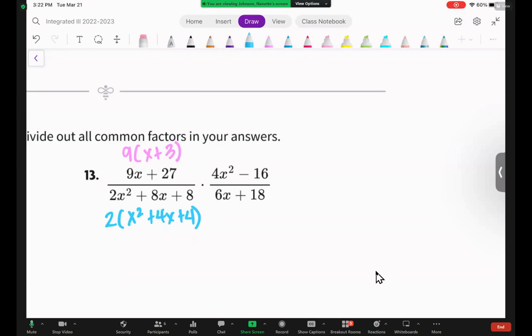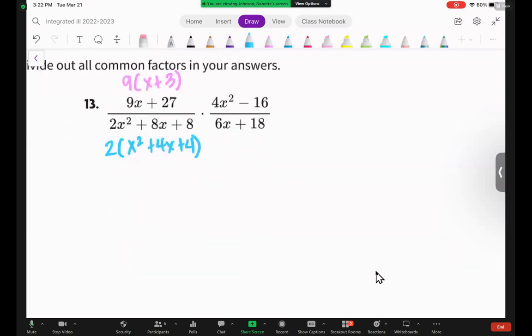And then I say, hey, can you be factored anymore? And I'm like, yeah, you can. So I'm going to think of what 2 numbers multiply to get to this 4, but then add to get to this 4. And it's 2 and 2. So here's x plus 2, x plus 2. Okay.